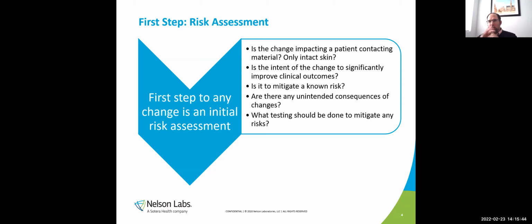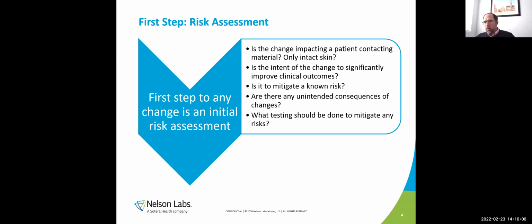Can that label change impact part of the device that doesn't necessarily have patient contact, but now you have leaching of ink or other compounds from a non-patient contacting portion, either packaging or even a handle, to the patient contacting portion? So these are things you want to think about, unintended consequences of a change.